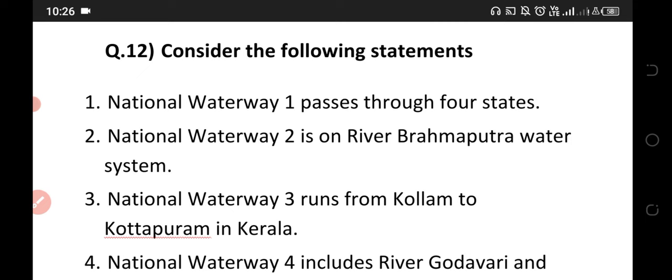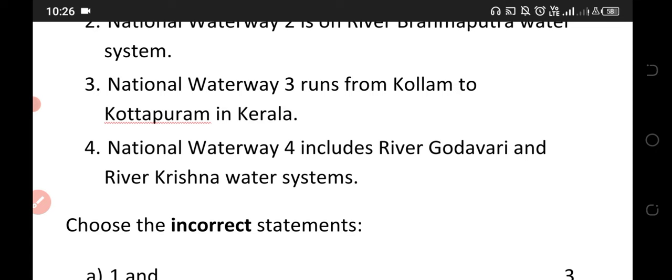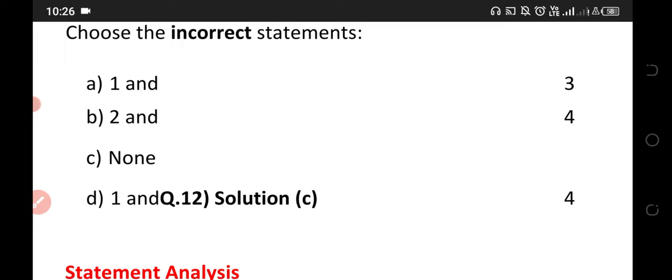Consider the following statements. National Waterway 1 passes through 4 states. National Waterway 2 is on the river Brahmaputra water system. National Waterway 3 runs from Kollam to Kottapuram in Kerala. National Waterway 4 includes the river Godavari and river Krishna water system. Which are the incorrect? Incorrect one definitely means that none is incorrect. How is it possible? Yes, of course it is possible.